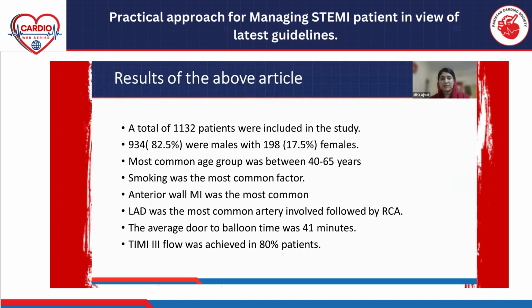To calculate the burden of disease, a total of 1,132 patients were included in the study. 934 were males and 198 were females. So the burden of disease in South Punjab is much higher in males. The most common age group was 40 to 65. Smoking was the most common factor. LAD was the most common artery involved. The average balloon time was 41 minutes. TIMI 3 flow was achieved in 80% of the patients.